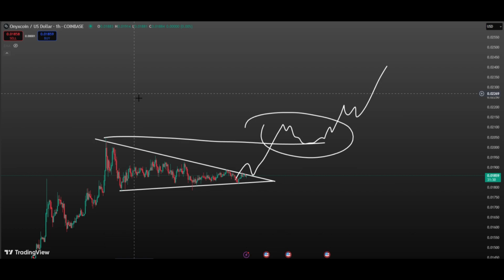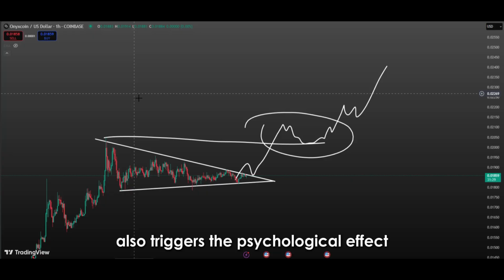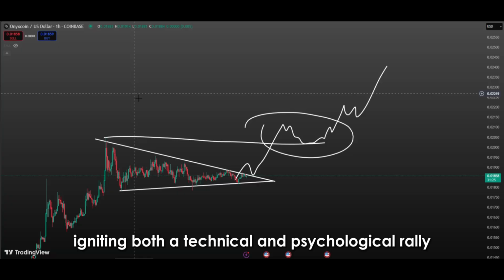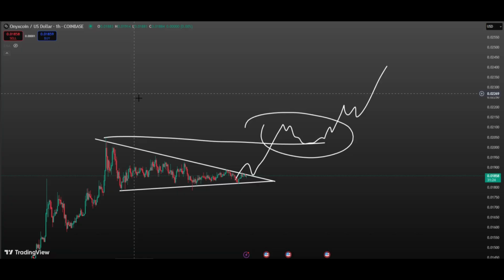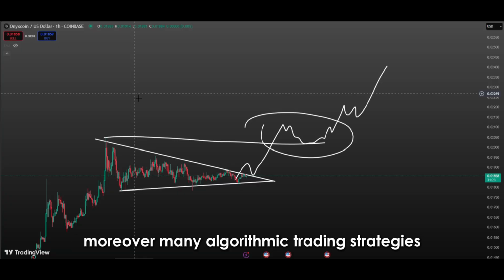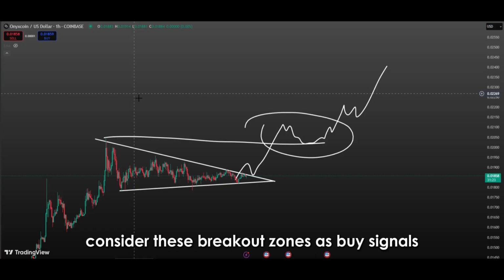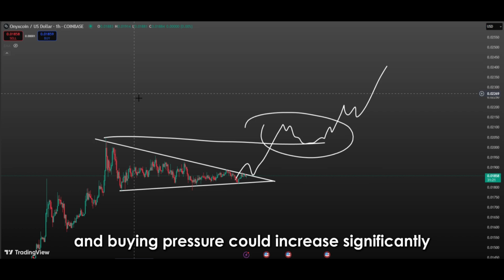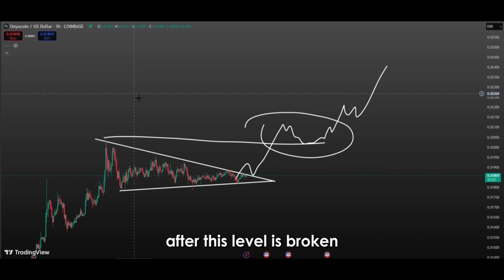The breakout of such strong technical levels also triggers the psychological effect known as FOMO, fear of missing out. Investors rush to enter positions to avoid missing the move, pushing the price even higher. This type of new peak formation can spark a chain reaction, igniting both a technical and psychological rally. Moreover, many algorithmic trading strategies and large funds consider these breakout zones as buy signals, meaning the market could deepen and buying pressure could increase significantly after this level is broken.